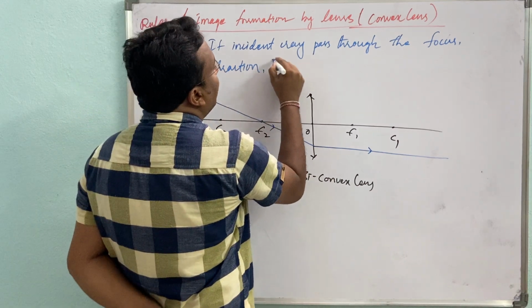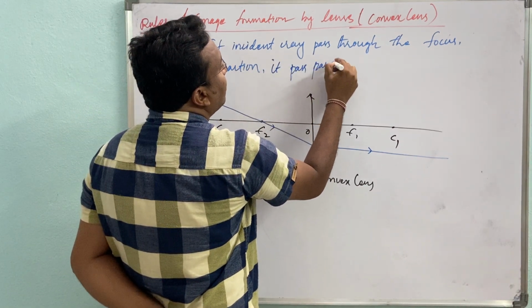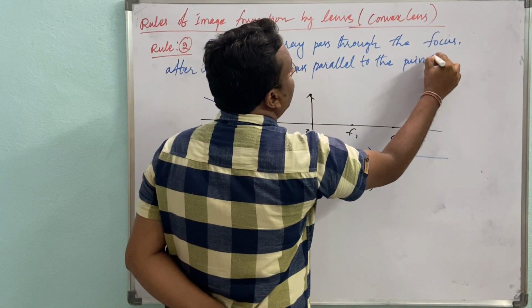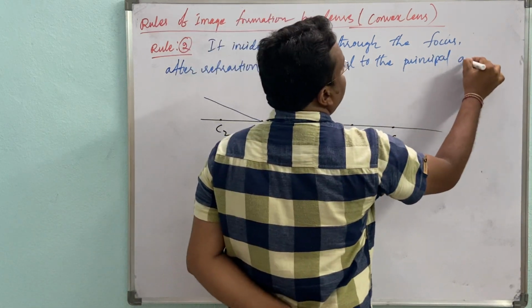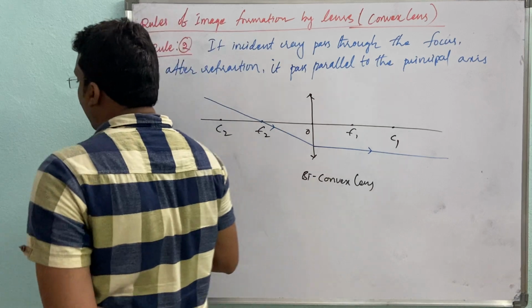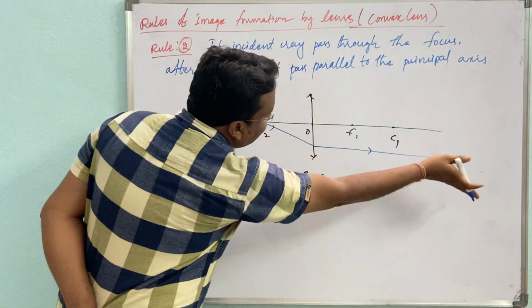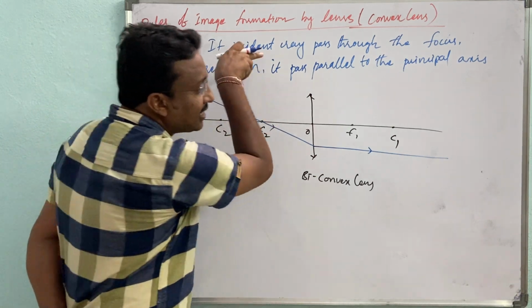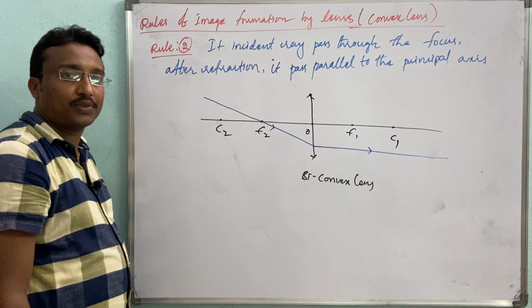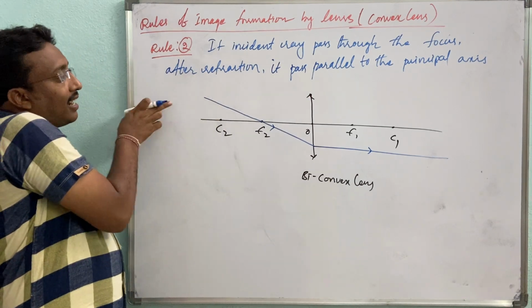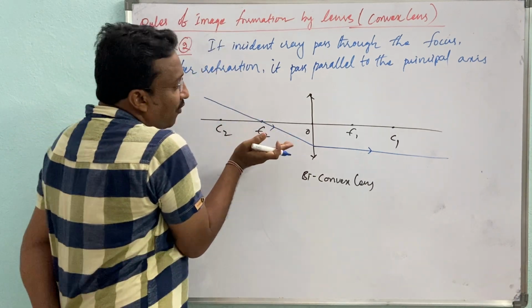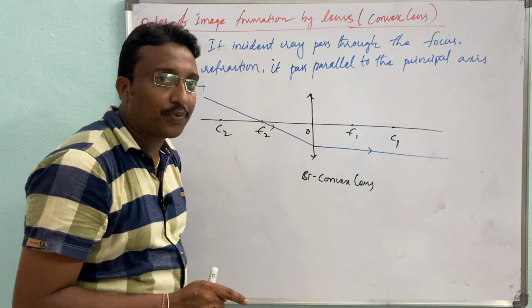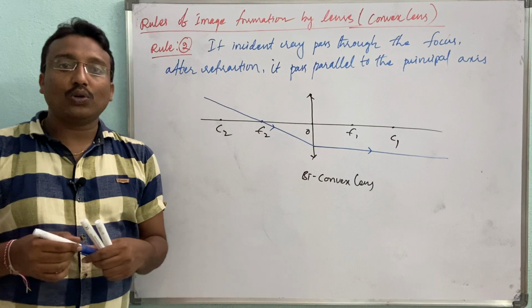After refraction, it passes parallel to the principal axis. Quite opposite to the first rule, or not? First rule: incident rays pass parallel to the principal axis, after refraction, it passes through the focus. Got it? Here, incident rays pass through the focus, after refraction, it passes parallel to the principal axis. Quite opposite to it, or not? Got it? Right. This is rule 2.